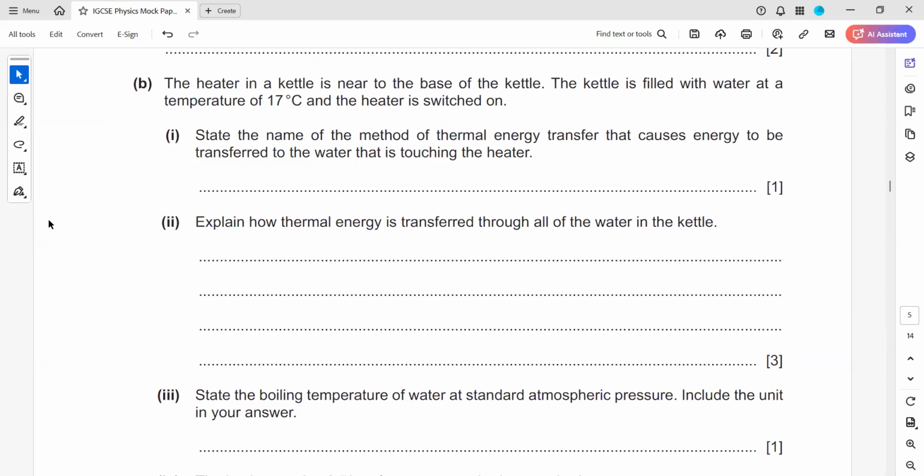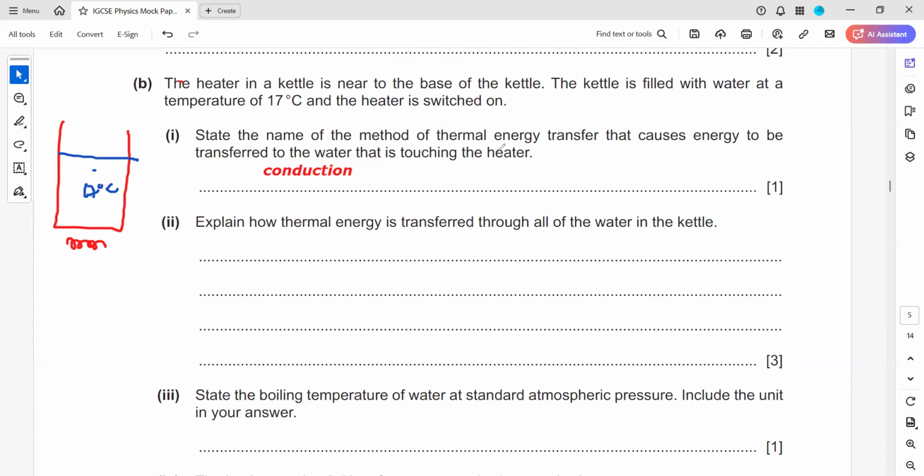Moving on to the next question. The heater in a kettle is near to the base. The kettle is filled with water at a temperature of 17, so the temperature of the water is 17 degrees.